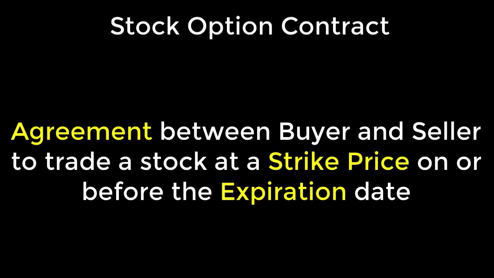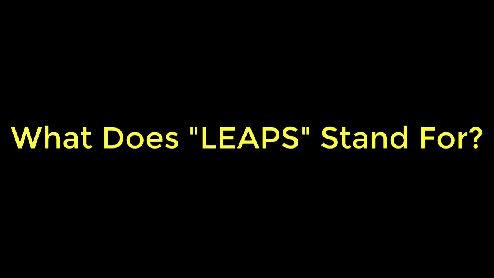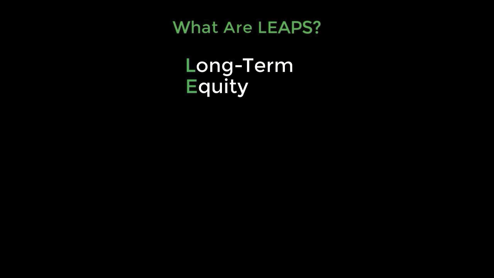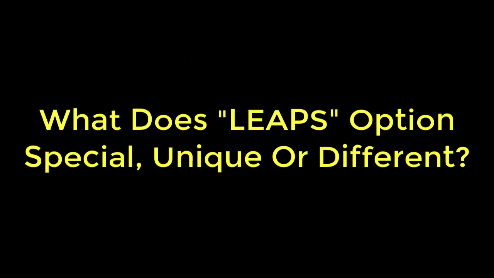Now that you've got a basic understanding of what a stock option is, right? It's an agreement between a buyer and a seller to trade an underlying stock at an agreed upon price, the strike price, on or before the expiration date. Whenever I talk about LEAPS options, one of the first questions I get from people is, what does LEAPS stand for? LEAPS is an acronym that stands for Long-Term Equity Anticipation Securities.